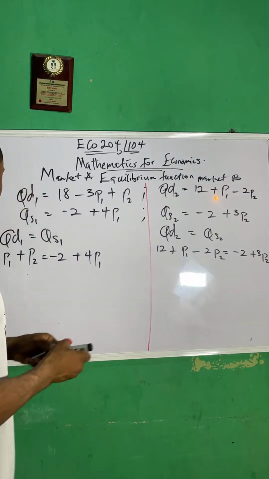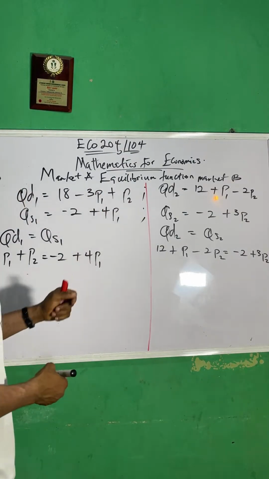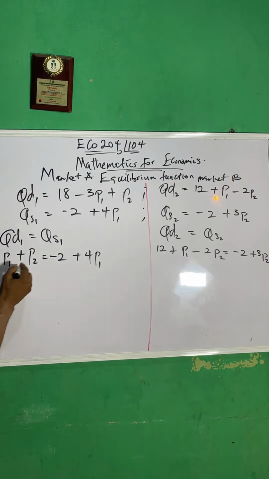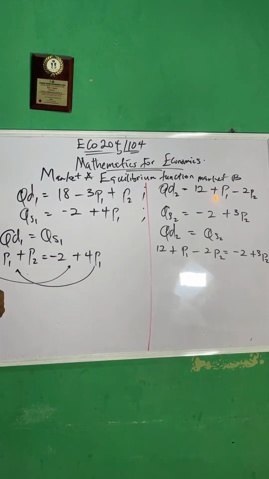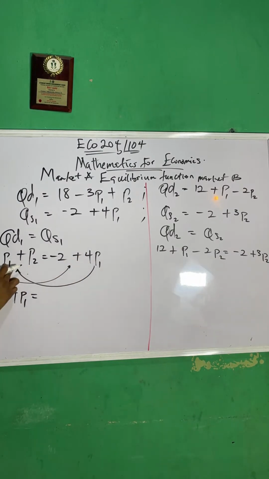So what you have to do here is look for the equilibrium price of each market. What we just have to do is to collect the like terms. So 18 moves to this side, and p1 comes to this side. You know that is going to affect the sign. So this one is going to be -3p1, then this plus becomes -4p1, plus p2 already, equals to -2 - 18, since 18 is moving down to this place.